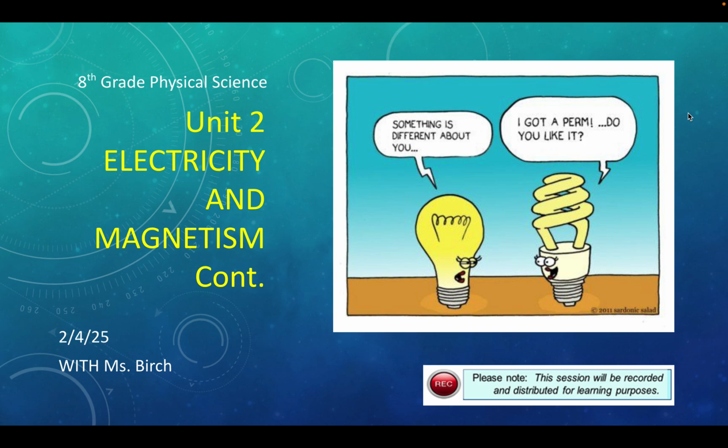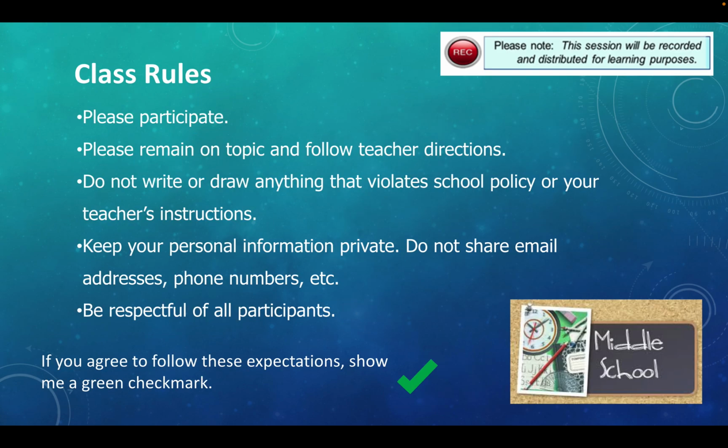Learners, today we're going to be continuing on Unit 2 about electricity and magnetism. Our class rules: please be respectful, please participate, please follow all of the expectations as we go forth in this Unit 2 learning.